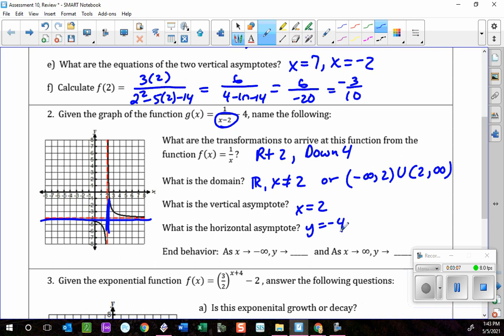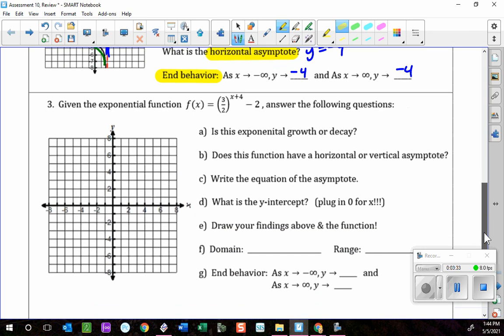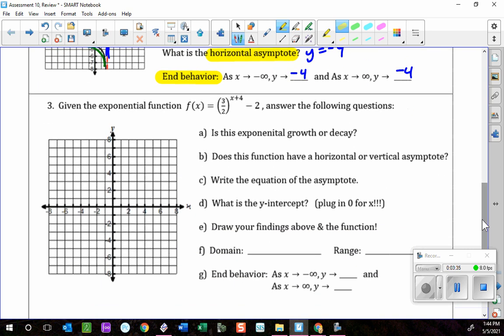And remember, the end behavior of a rational function follows the horizontal asymptote. So it follows this guy right here. His graph is coming down to meet negative 4. This one's coming up to meet negative 4. It never touches it, but it gets close enough that we say the end behavior is negative 4. So the horizontal asymptote and the end behavior on rational functions always match, unless you have what's called a slant asymptote, but we're not doing that.